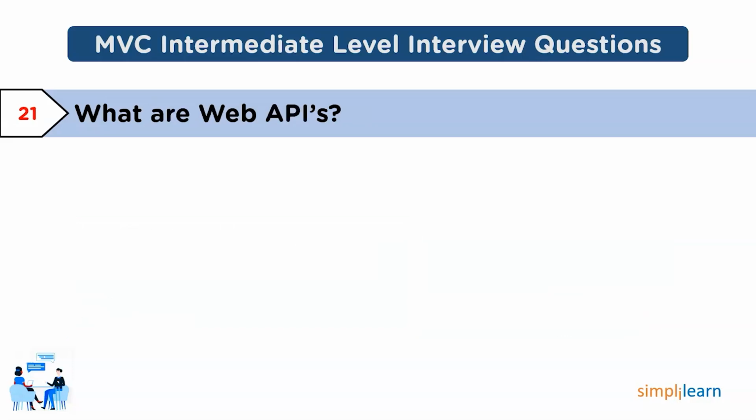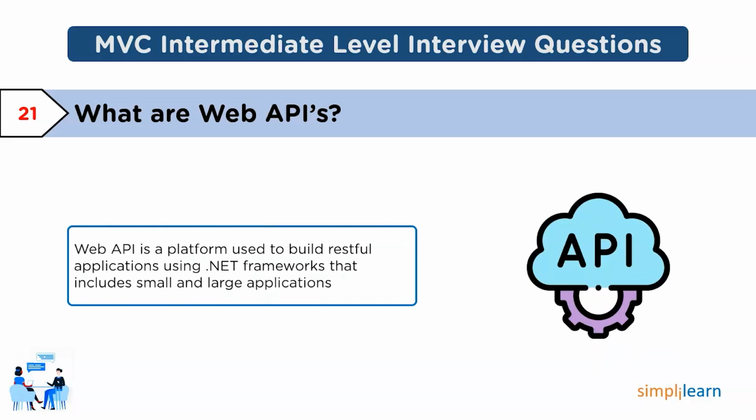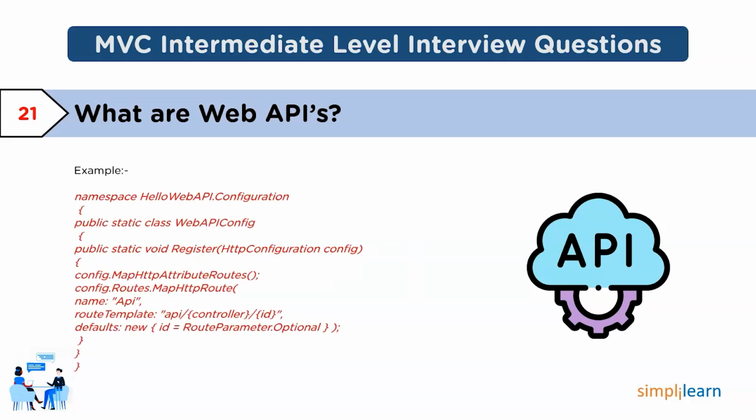What are Web APIs? Web API is a platform used to build RESTful applications using .NET frameworks that include small and large applications for devices, tablets, and mobile devices. Here is an example for Web APIs. This is a basic program to add the configuration of Web API in the configuration folder of the MVC application using the name WebApiConfig.